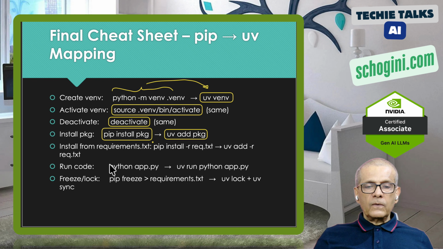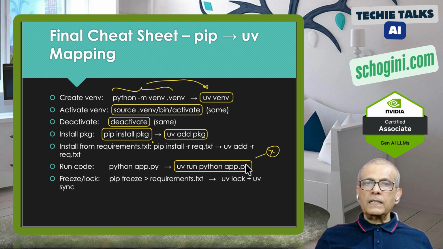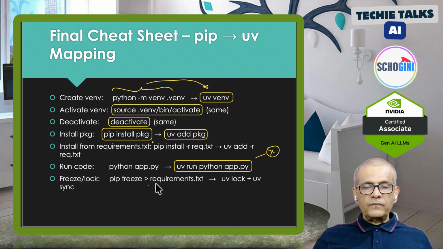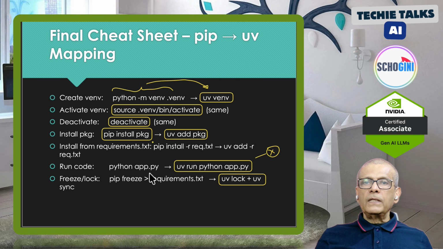And to run the code in a Python environment, we type python and the Python file name. Whereas in case of uv, we just run uv run python app.py. But the advantage of this is it will automatically switch to the Python environment. And instead of pip freeze, we type uv lock.